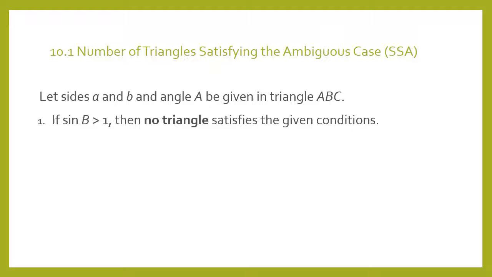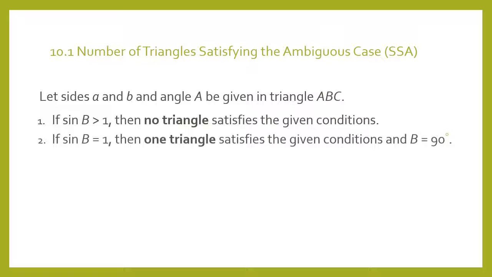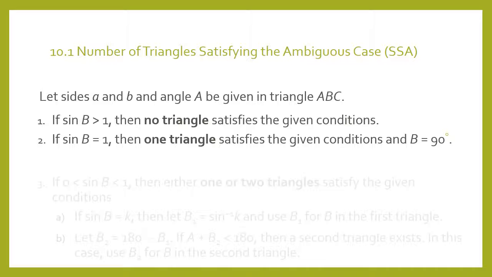If you're putting it into your calculator, when you do the inverse sine of whatever that is, it'll come up with an error message. It'll say error domain, which means there is no angle that has that sine, and that tells you have no triangle. If, when you solve for the angle, the sine is 1, then you have one triangle, and it's going to be a 90-degree angle.